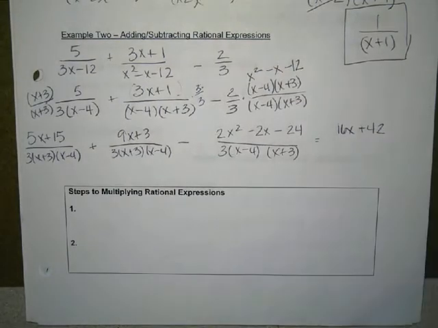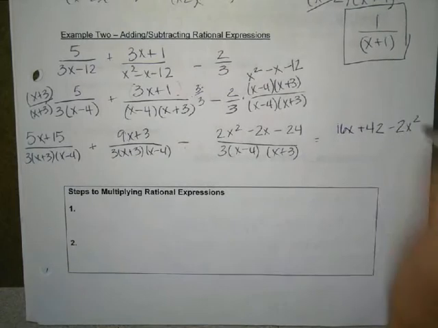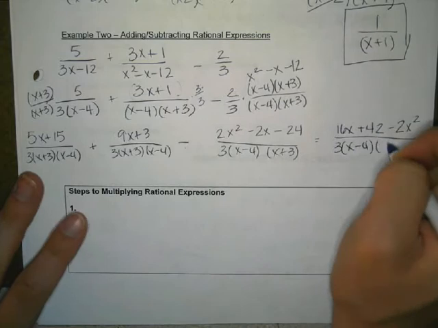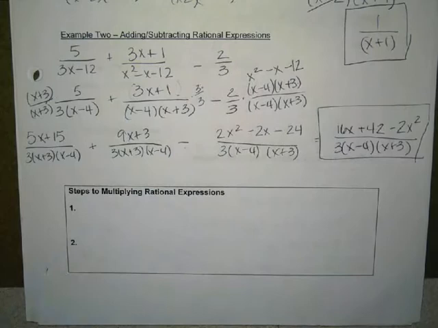And then what's the last piece? Minus 2x squared. Good, because we're subtracting it. Okay. And then you're done. And that would be your answer at the end. Not super pretty, but you did what you're supposed to do, which is to add and subtract those three fractions together.